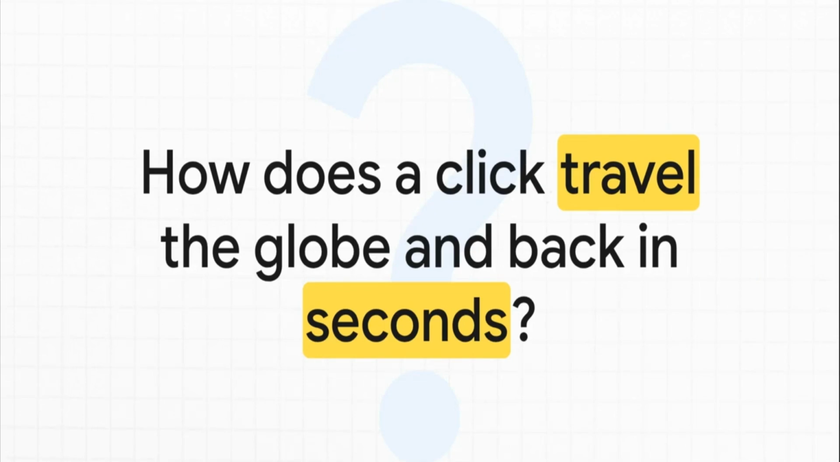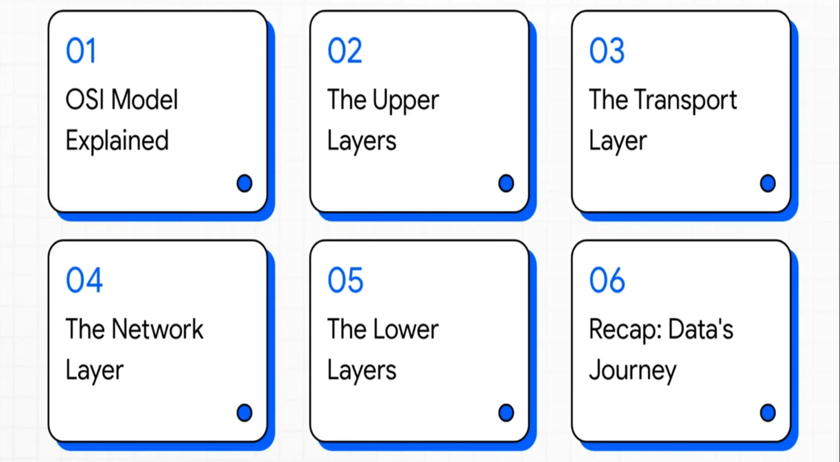Have you ever really stopped to think about what happens when you click on a link? I mean, it feels like magic, right? How on earth does your computer send a request to a server that could be halfway around the world and get a whole web page back all in a blink of an eye? Well, it's not magic. It's a very organized, 7-step journey, and we're about to follow a piece of your data on that exact trip.